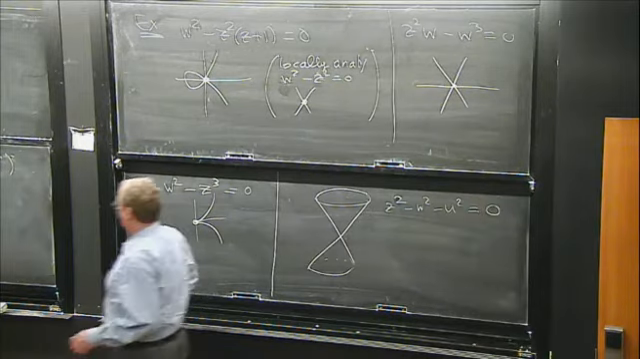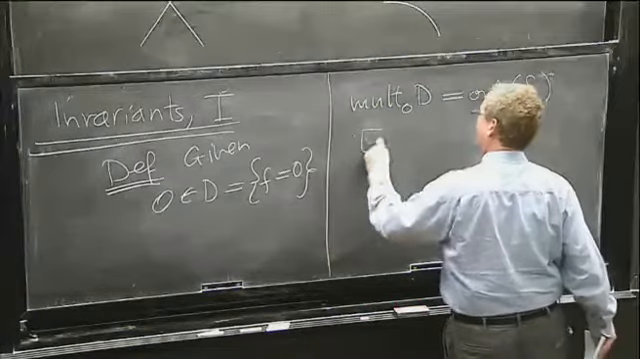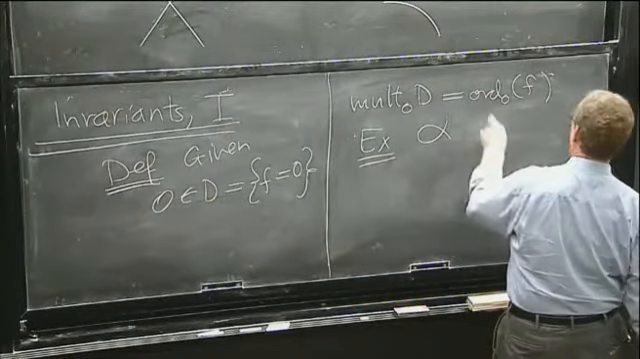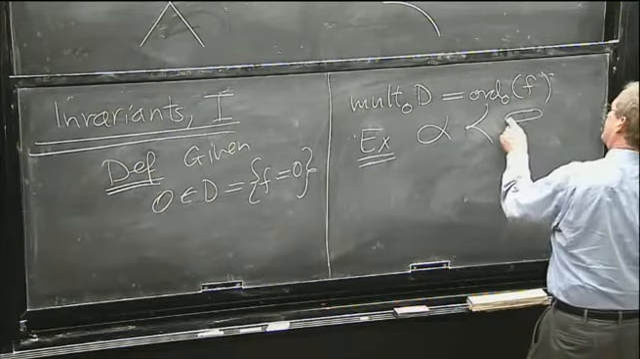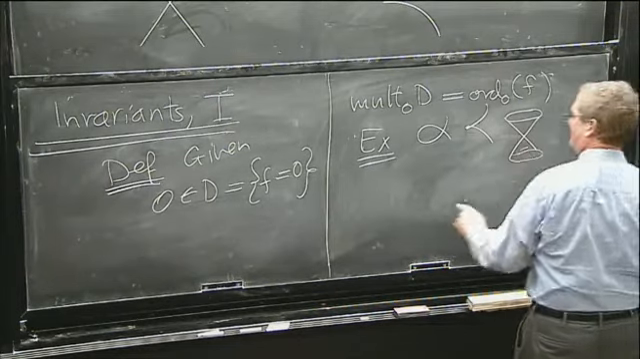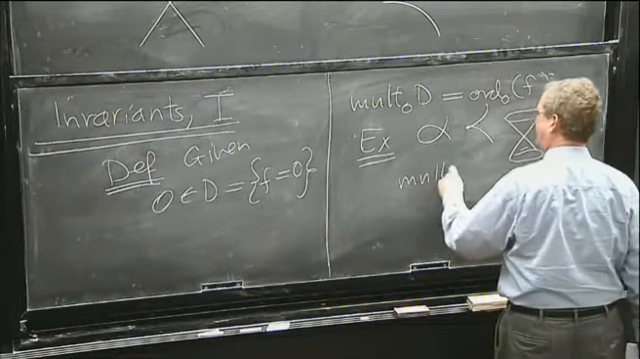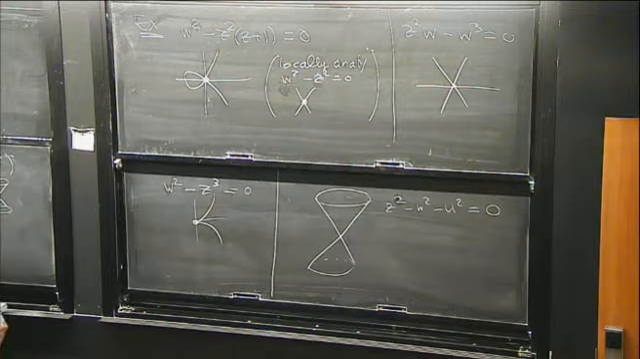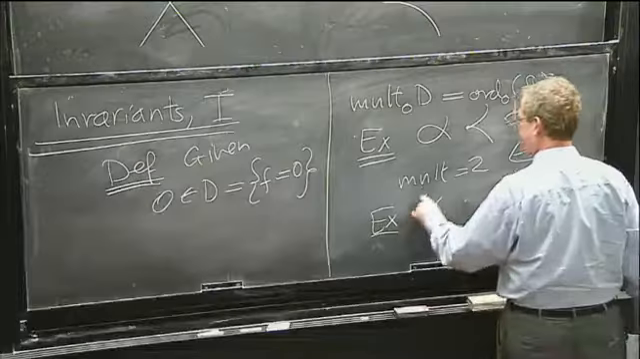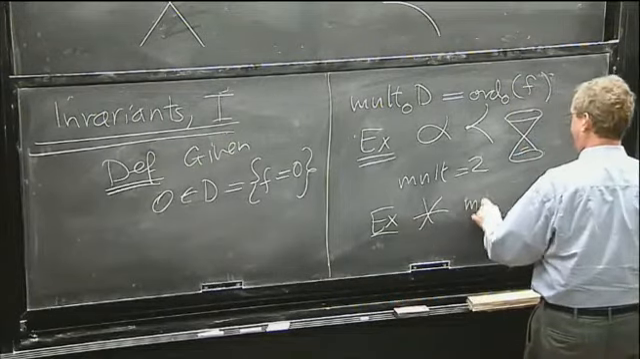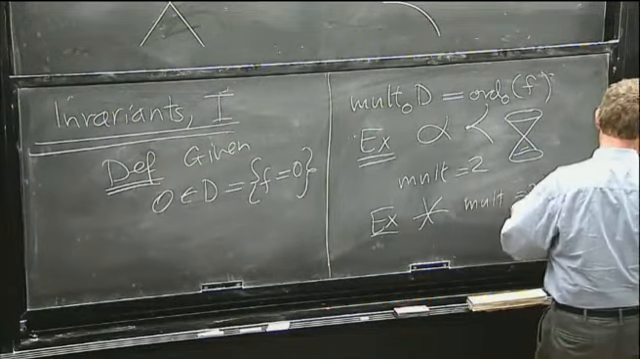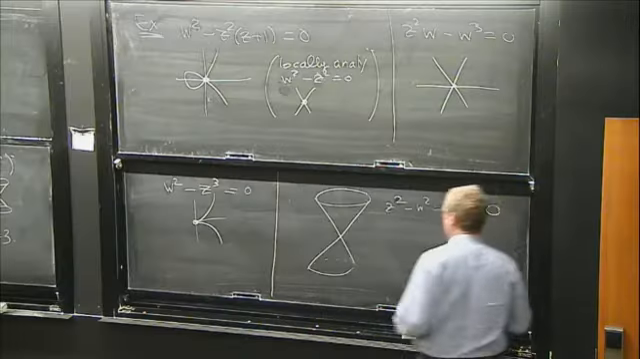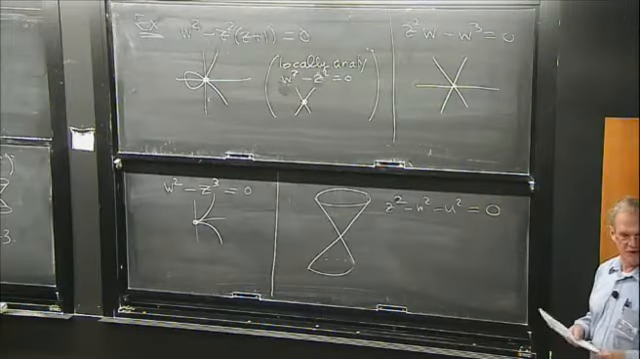If we look at our examples here, the nodal cubic, the cuspidal cubic, and the cone are all double points, so they have multiplicity 2. But the three lines have multiplicity 3, as you might think. So this is certainly the first invariant you look at.